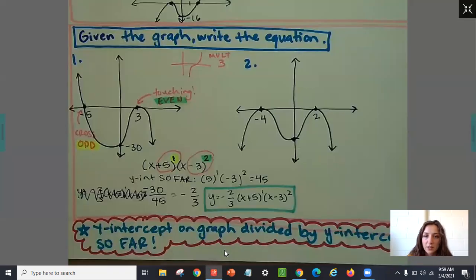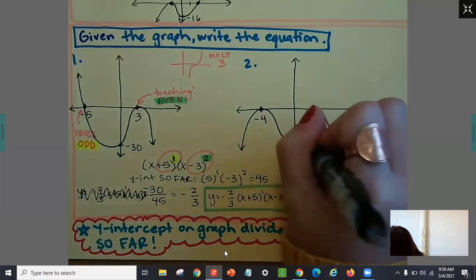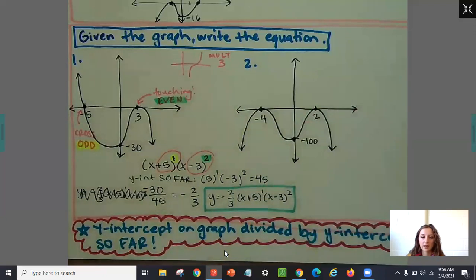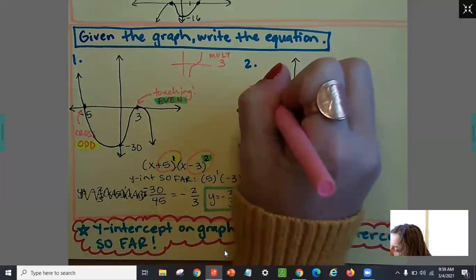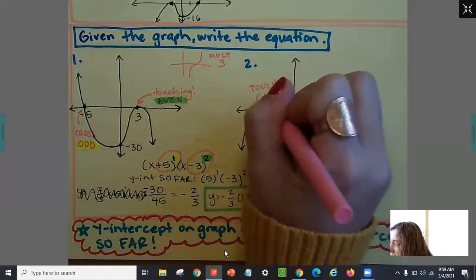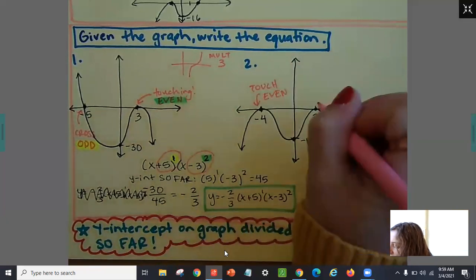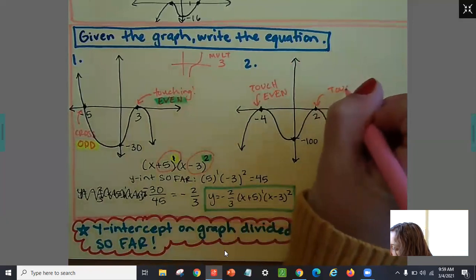Okay, so let's try out another one. And in this one, we actually had the y-intercept being negative 100. Okay, I just forgot to write that up there. So the first thing that we're going to start with is our touches and crosses, and you can see that at both of these, they are touches, and they look like parabolas. So that's going to be a multiplicity of 2, and this one is also touch even.